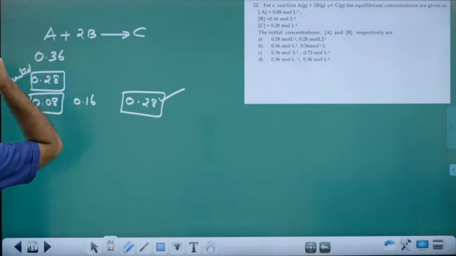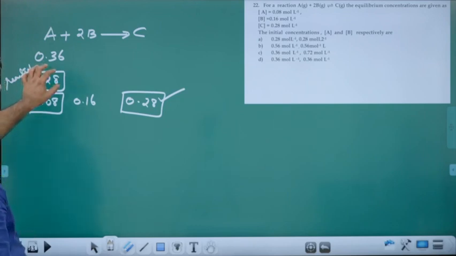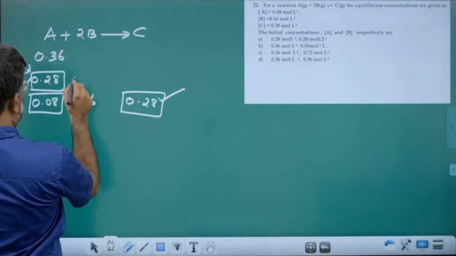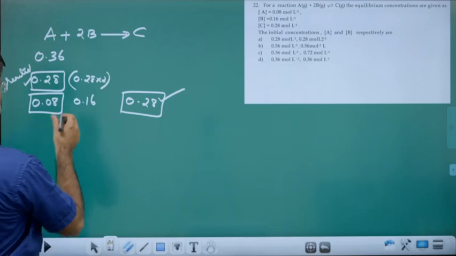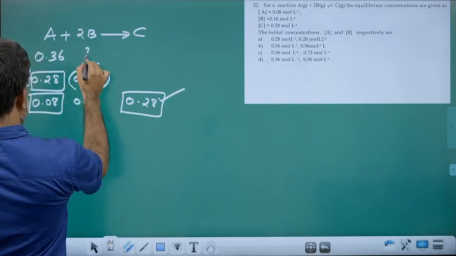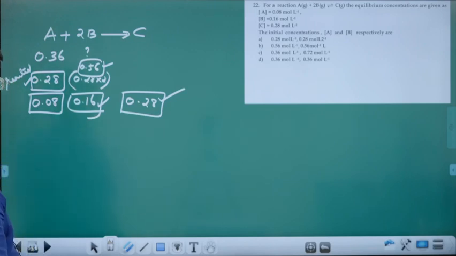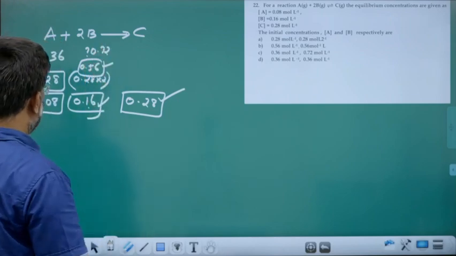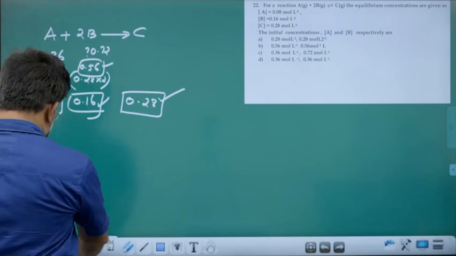So, 0.36 is the initial quantity, reacted quantity this much, remaining quantity this much. And now the next one: when the A reacting is this much, B reacting will be 2 times of this. B reacting will be 0.28 into 2, that is 0.56 it will react. What is the initial quantity? Sum of the final available quantity and the reacted quantity: 0.56 plus 0.16, 0.72. 0.72 is initial quantity. I believe it is option C.